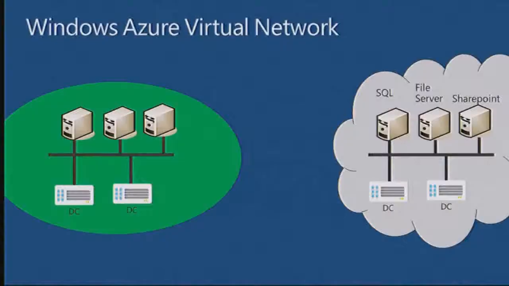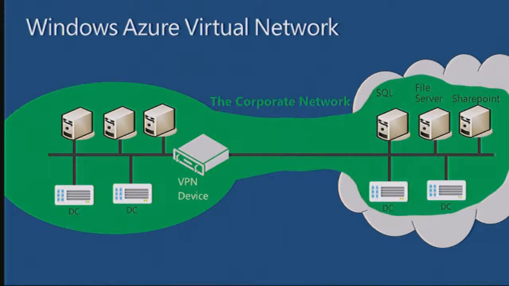So what is a Windows Azure virtual network? You can see this diagram here. We've got the Windows Azure cloud, with a couple of domain controllers, a SharePoint server, a file server, and a SQL server. We've also got the green blob, which represents an on-premises network with some servers on it, including a couple of domain controllers. To get these connected, we have a VPN device from Juniper or Cisco. In fact, you can also use TMG. And we connect the network up.